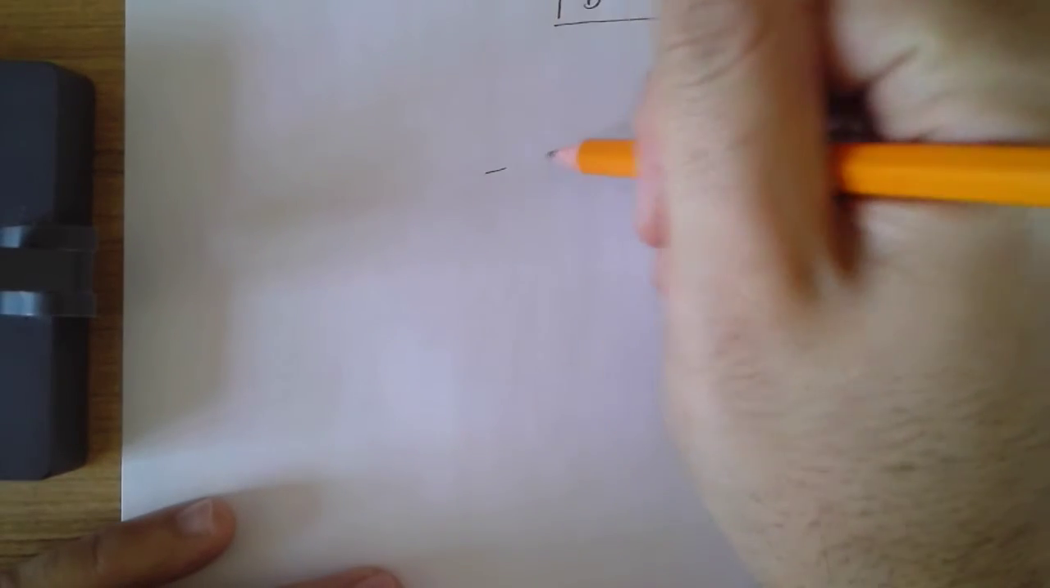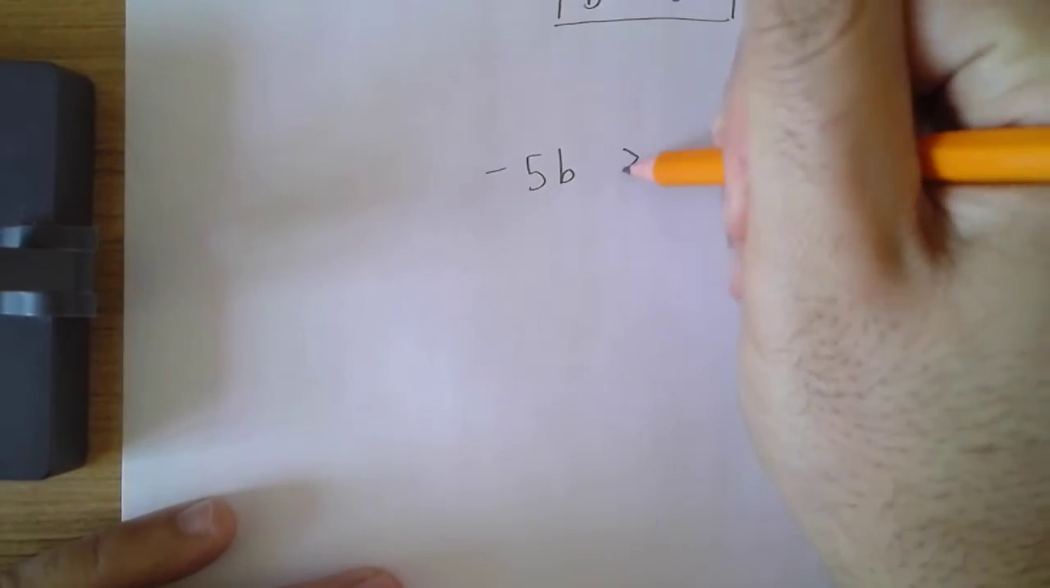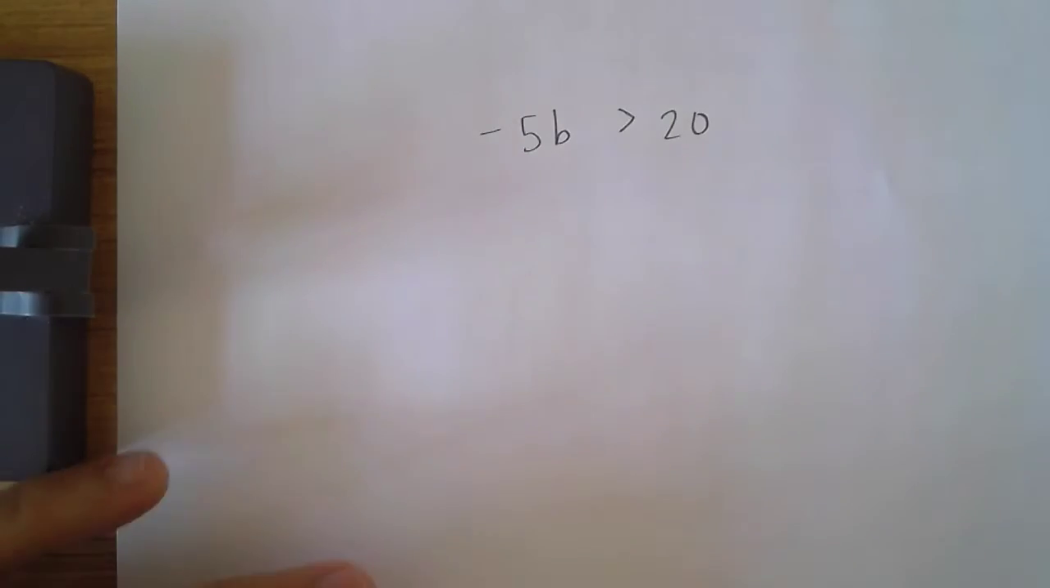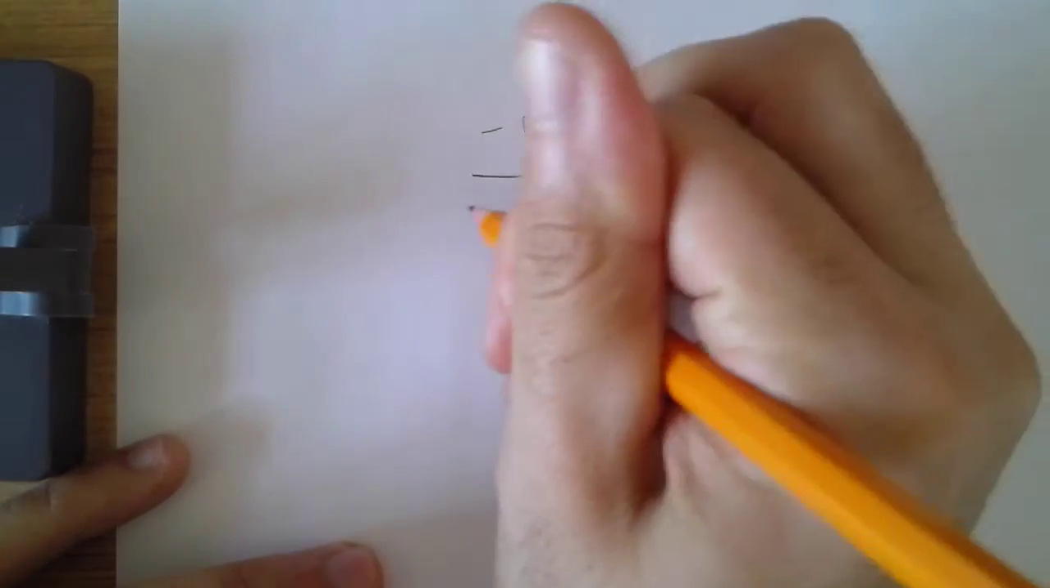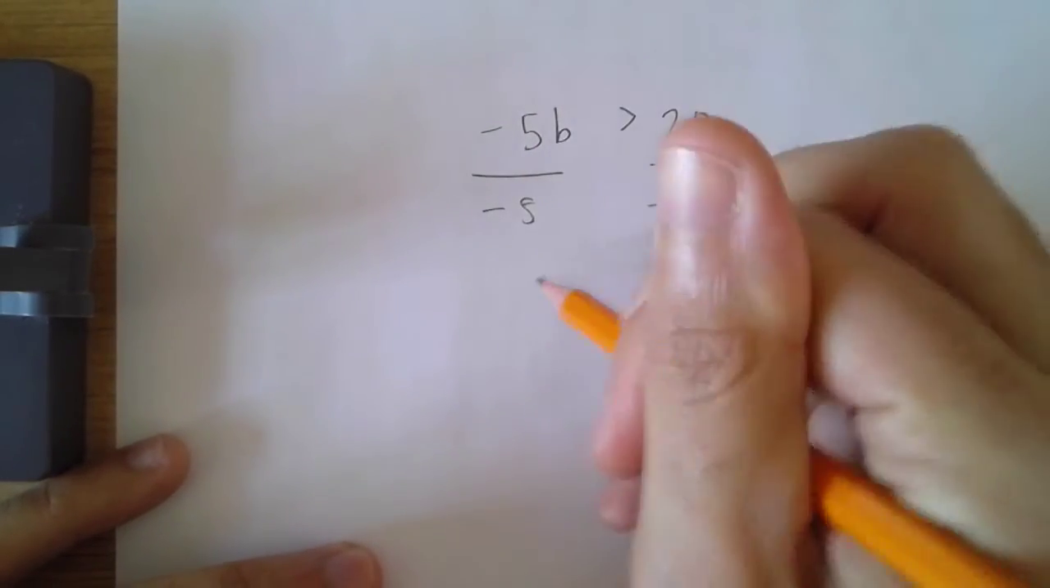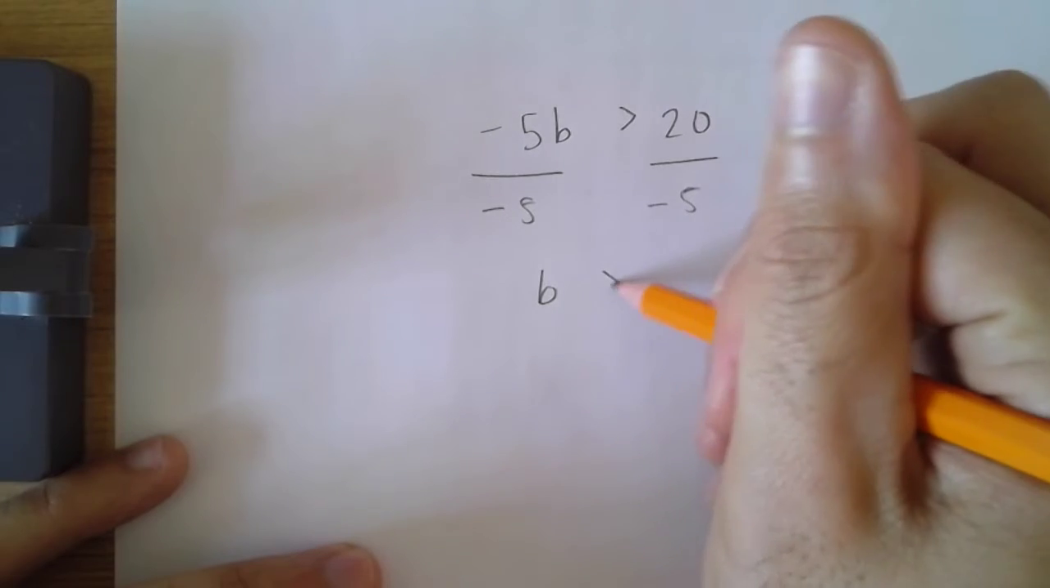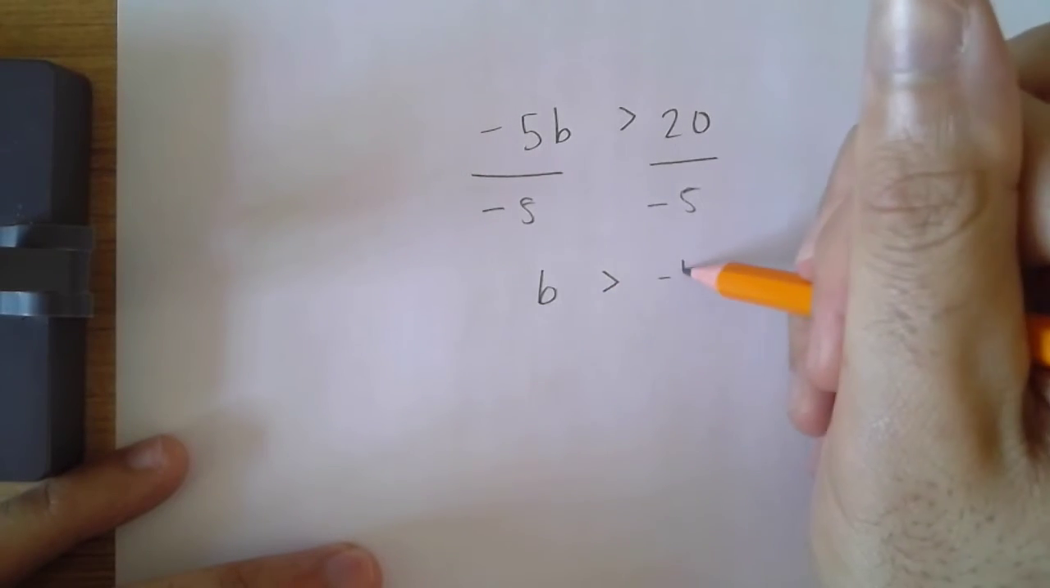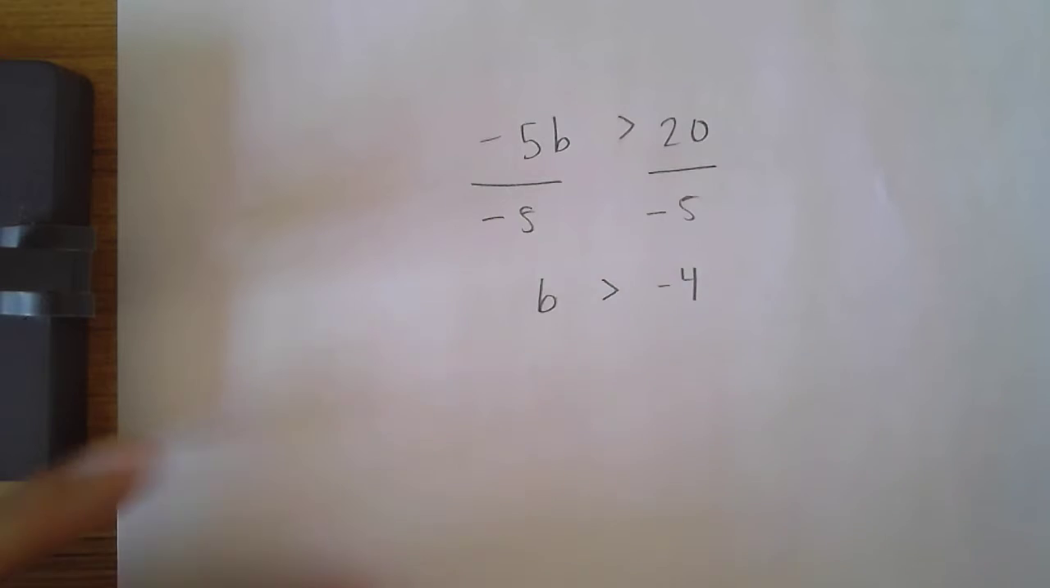What if now the inequality said negative 5b is greater than 20? Now, most of you guys will still, of course, divide both sides by negative 5 to get b by itself and say b is greater than negative 4. Now, some of you guys already know that that might be a little bit weird, but we still have to make sure that our answers in our solution set are the ones that make sense.